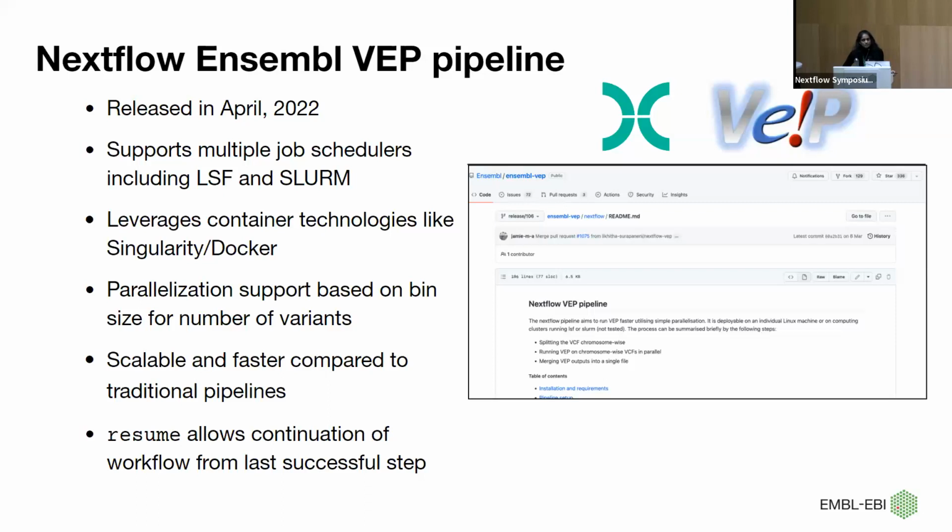To give you an example, about 7 million variants took about 48 hours. It was previously taking a week for us to annotate 7 million variants. And Nextflow's resume functionality allows continuation of the workflow from the last successful step, as you might know. So that's useful.